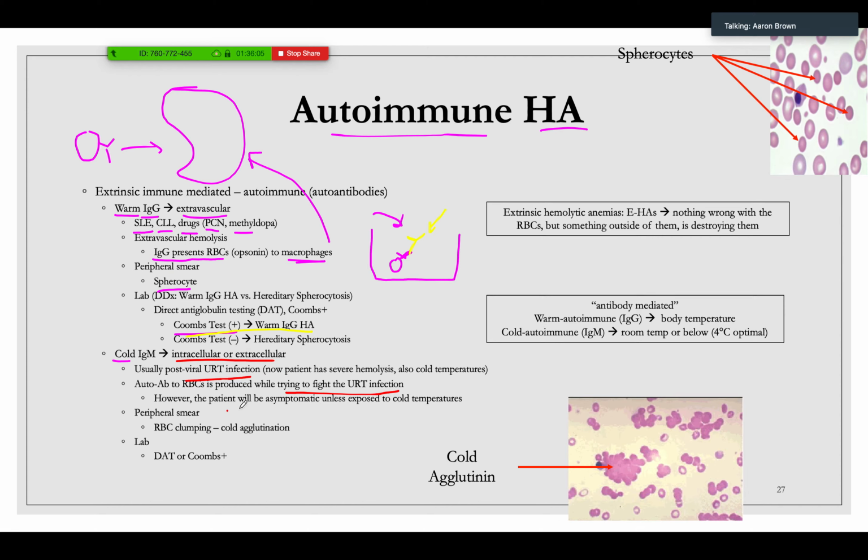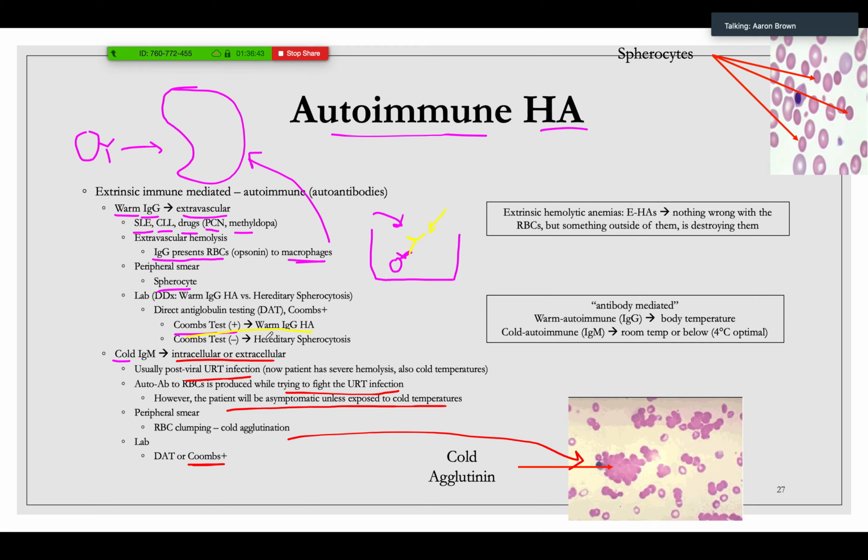Okay. However, the patient is asymptomatic unless exposed to cold temperatures. And so they're not going to have the anemia unless they go outside into the cold air. And that cold air is going to hit their red blood cells that are in their fingers and toes and start hemolysis happening. Okay. So on peripheral smear, what you're going to see is this agglutination, meaning your red blood cells are going to be clumping together. Because we have an antibody binding to the red blood cell here, the Coombs is going to be positive as well.